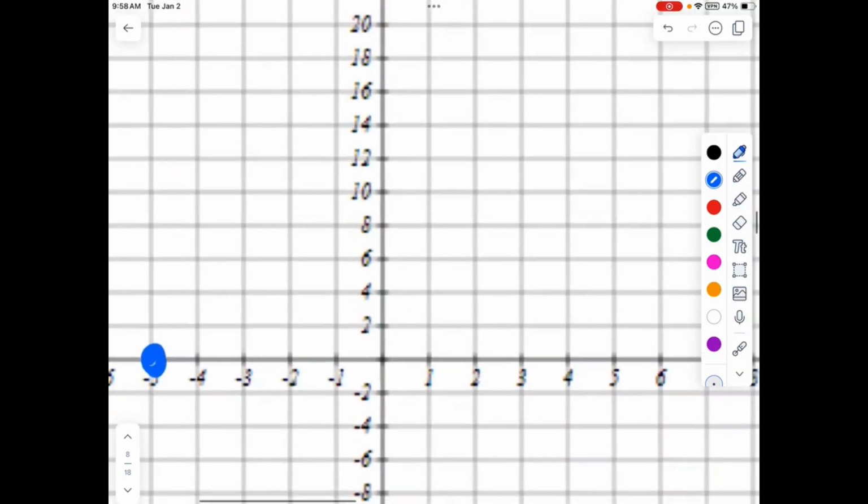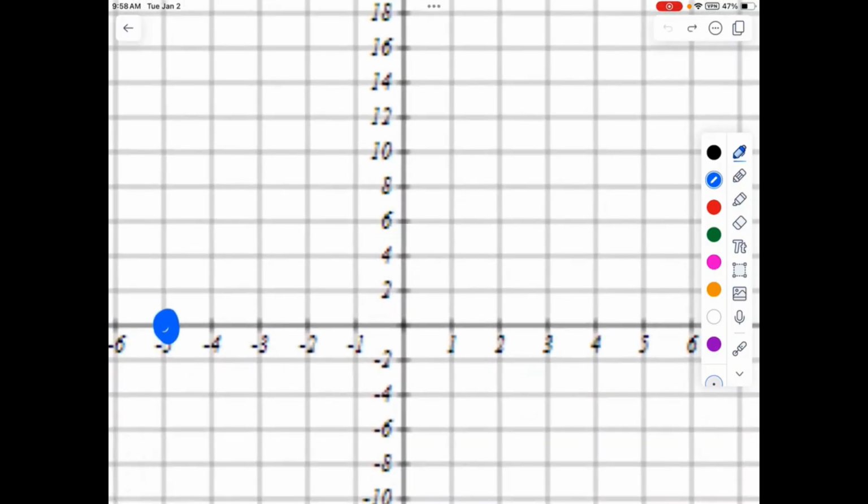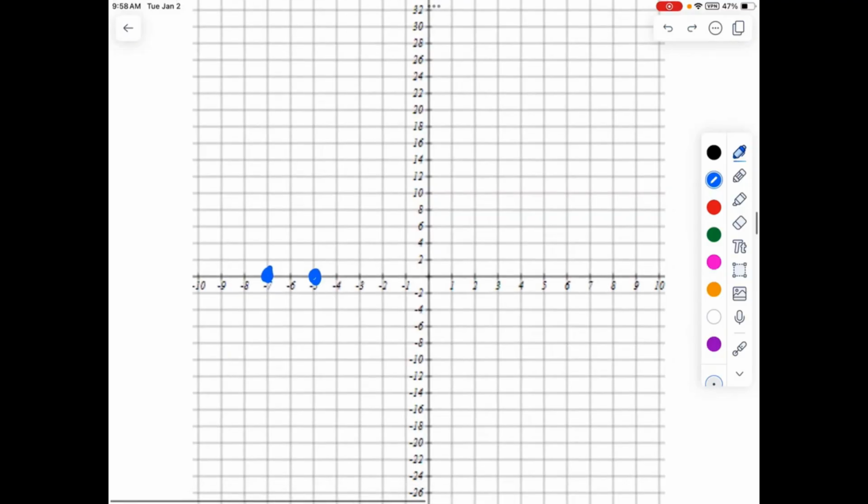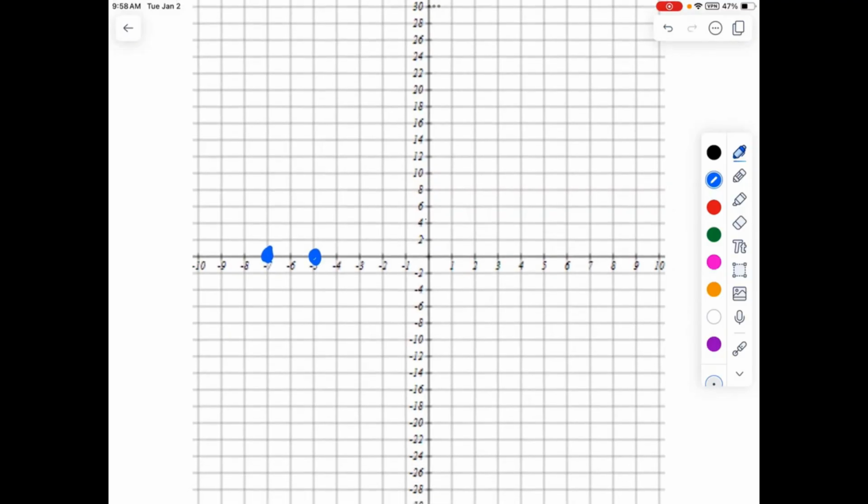Be very careful, as you'll notice your scale goes up in even numbers. It's a little blurry, sorry about that. Meaning 2, 4, 6, 8, and so on, which means that -6, 1 is going to be right there. It's between 0 and 2. Be very careful on this scale, guys. Alrighty. So that's our vertex.